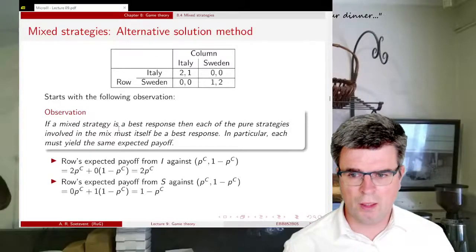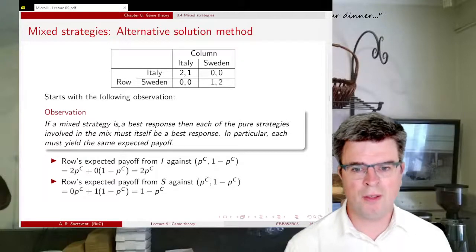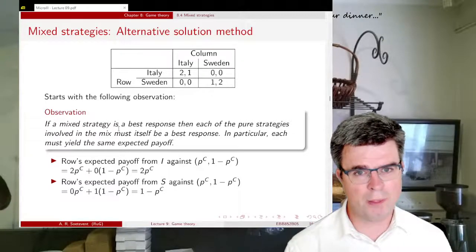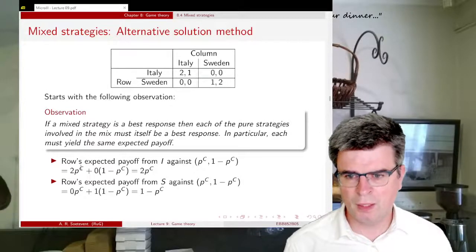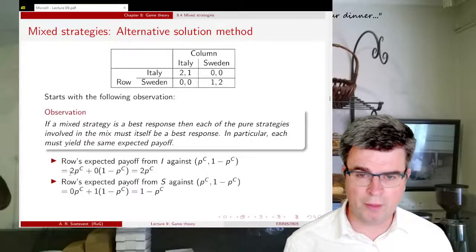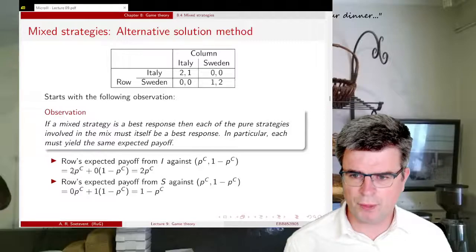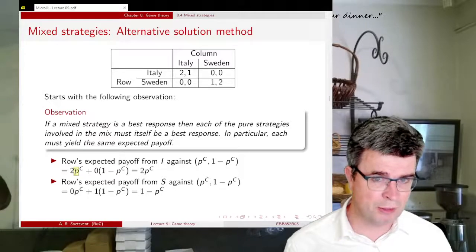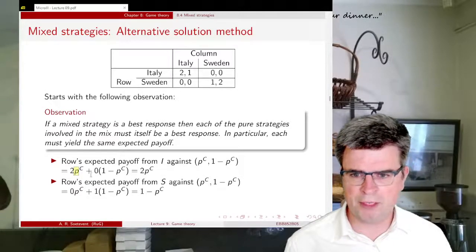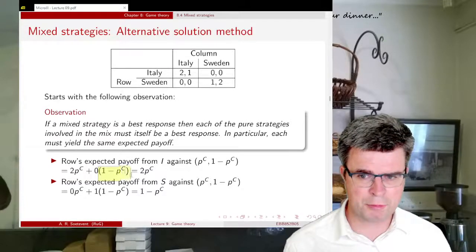Row's expected payoff of playing the pure strategy Italy against the column player who mixes between Italy and Sweden in some proportion is calculated as follows: the row player now plays Italy for certain. That will give him a payoff of 2 if the column player plays Italy as well, which happens with probability PC. And he will receive a payoff of 0 if the column player chooses Sweden, which happens with probability 1 minus PC.